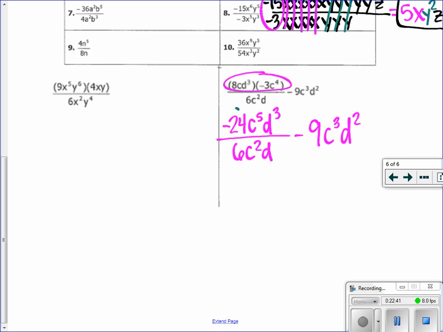Coefficients divide with coefficients. So what's negative 24 divided by 6? Negative 4. The rest, we're dividing variables when they have the same base. So what do you do with the exponents? Subtract them, because this is 5 c's up here and 2 c's on the bottom. When they cancel, how many c's are left? 3. So c to the power of 3. And then if we have 3 c on the top and then 1 c on the bottom, we're going to be left with 2. The minus 9c cubed and d squared stay the same.